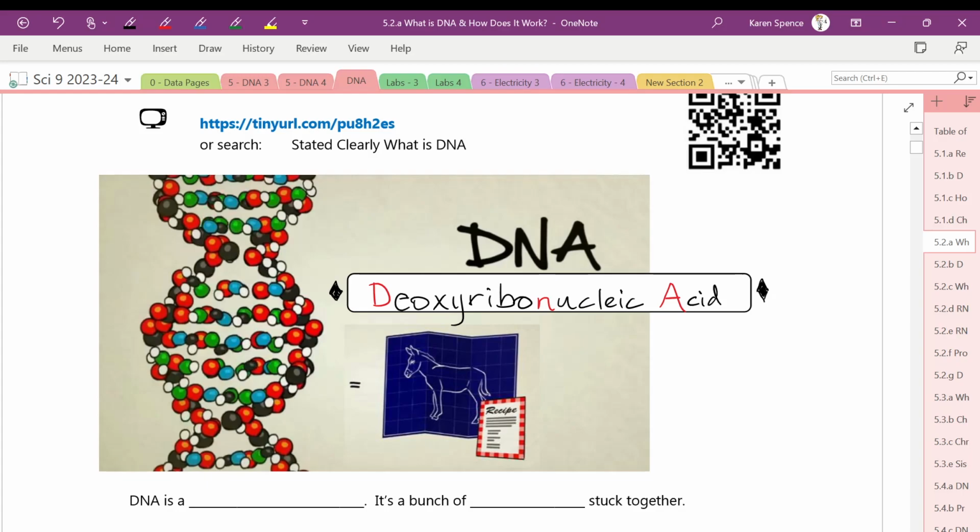DNA, what kind of chemical thing is DNA? It is a molecule. It's a macromolecule. Yes, it is. And what is a molecule? It's a bunch of atoms stuck together.